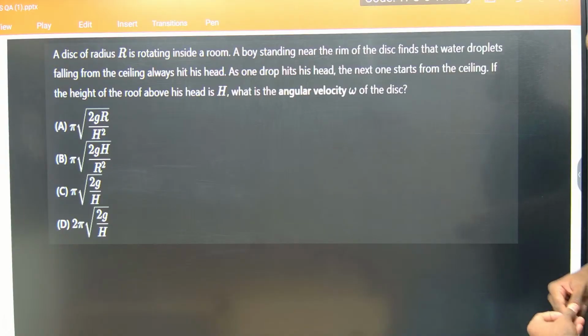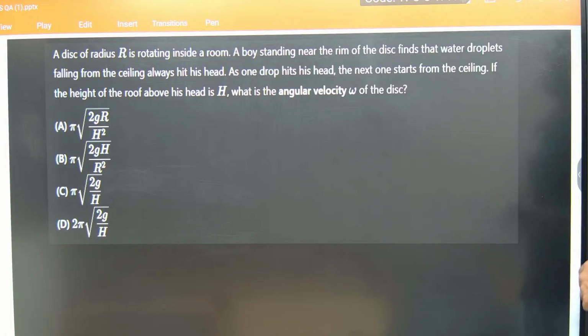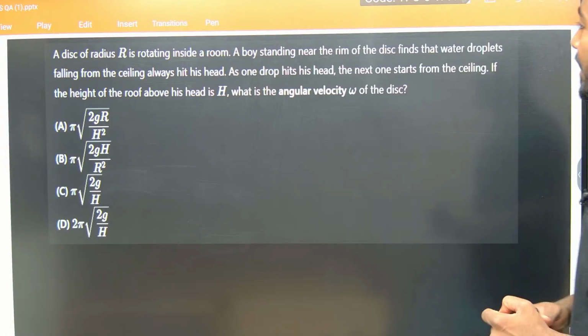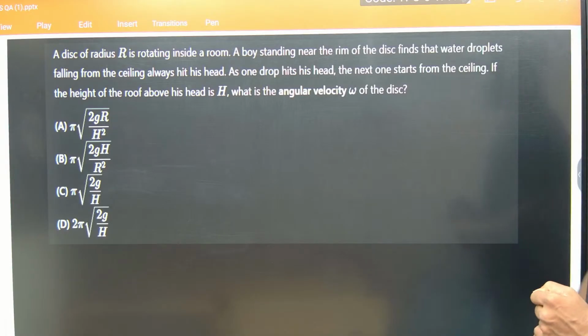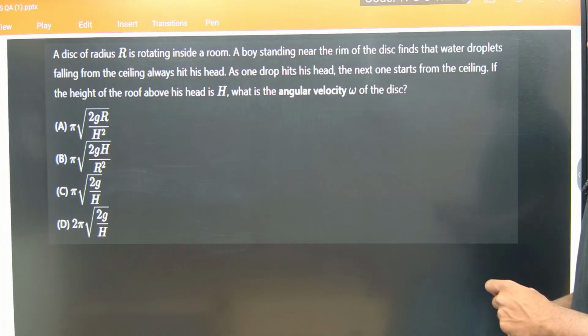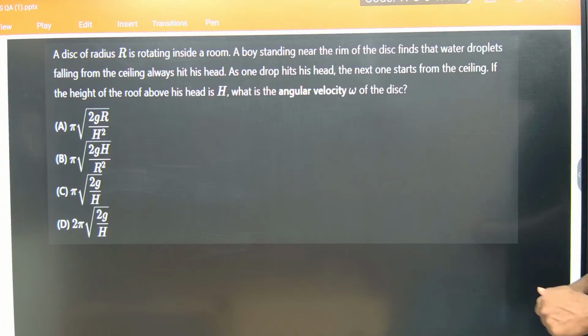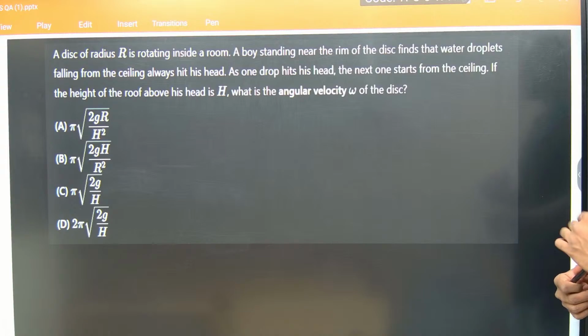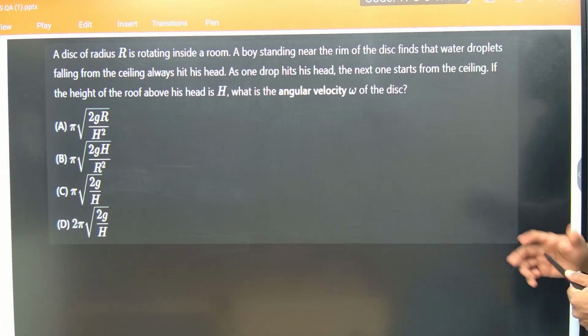A disk of radius R is rotating inside a room. A boy standing near the rim of the disk finds that water droplets falling from the ceiling always hit his head. As one drop hits his head, the next one starts from the ceiling. If the height of the roof above his head is h, what is the angular velocity omega of the disk?